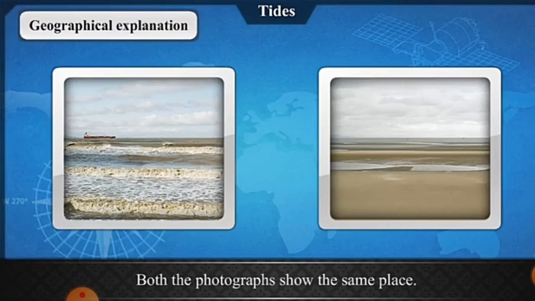Dear students, sometimes the water is very close to the coast, while at other times it is far away from the coast. These movements of the sea water are called tides. As you can see, in figure 3.1a it is near to the coast, and in figure 3.1b it is far away from the coast.